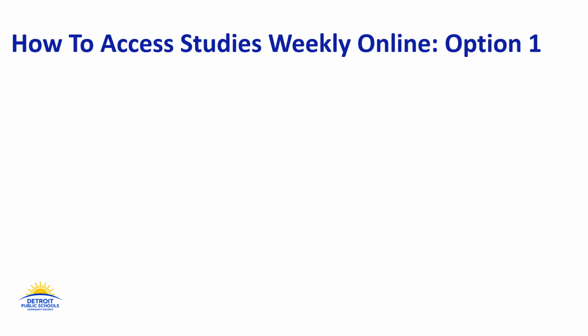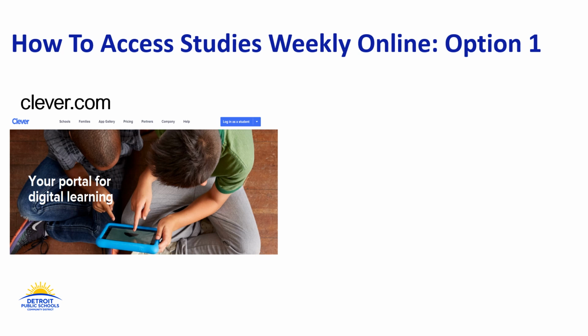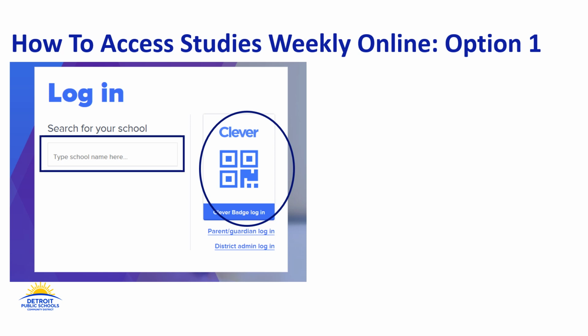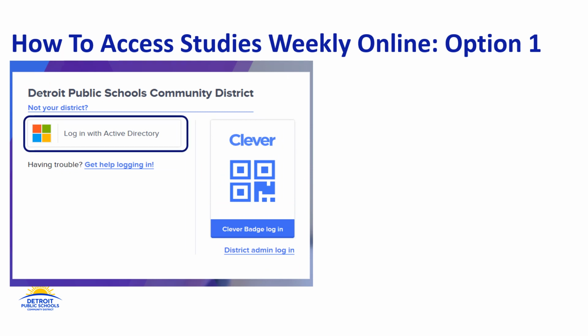One way to access Studies Weekly is by going through clever.com, then clicking Log In as a student. You can either use your QR code or search for your school to continue logging in. Once you've selected your school, click the Login with Active Directory to enter your username and password for Clever. Once you've gained access to Clever, scroll all the way down until you find the Studies Weekly tile. Once you select Studies Weekly, be sure to choose Social Studies.